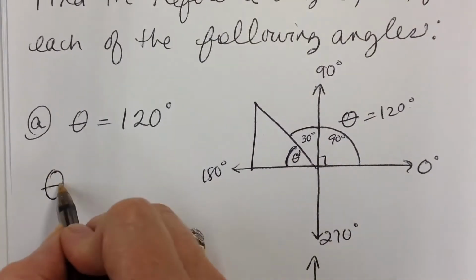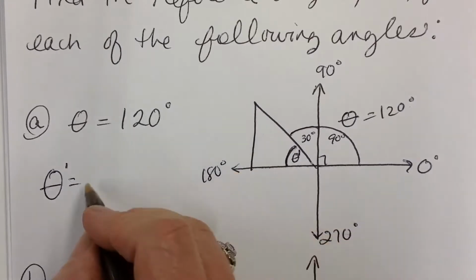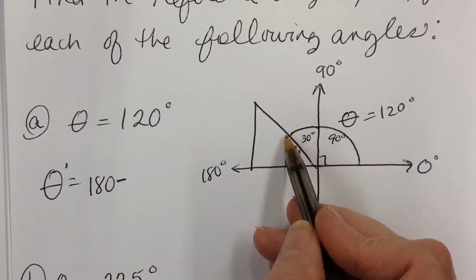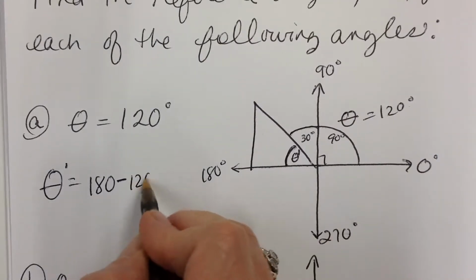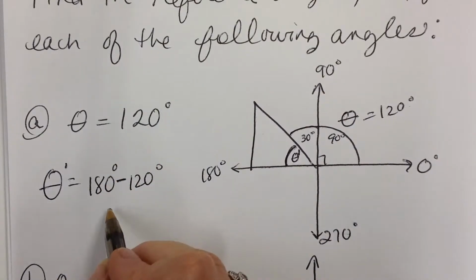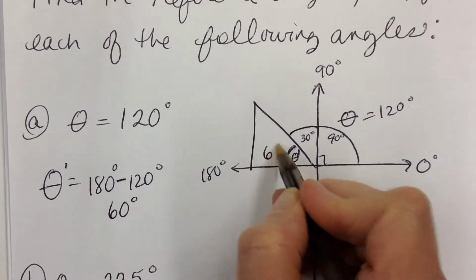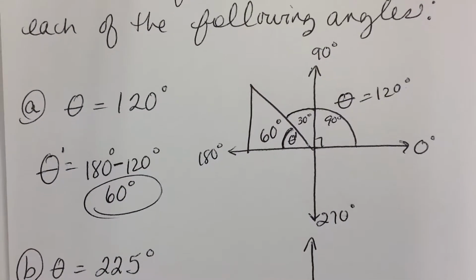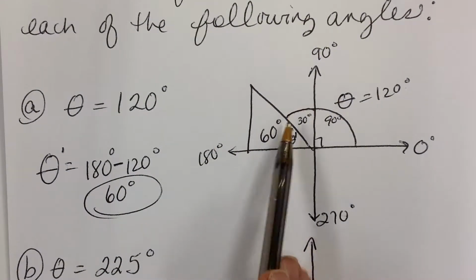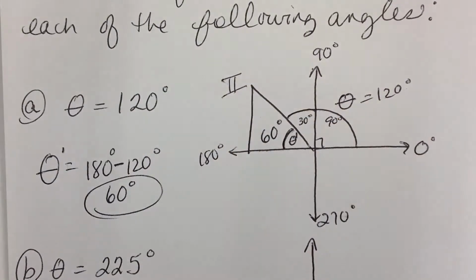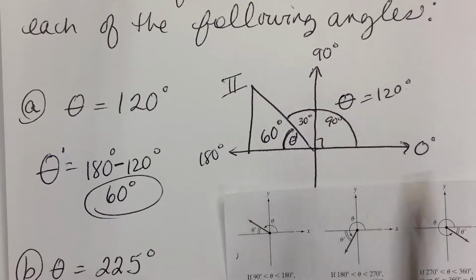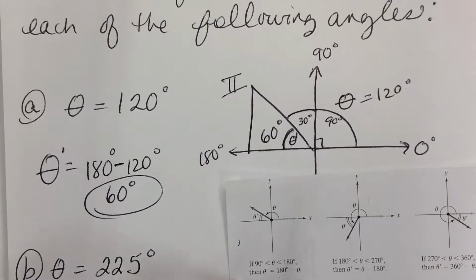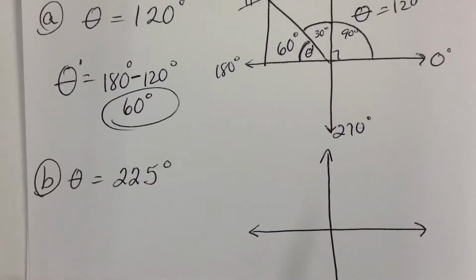So to find theta prime, you will take 180 minus theta. Well, what was theta? It was 120. So 180 degrees minus 120 says that my theta prime is 60. So my reference angle would be 60 for a 120 degree angle that is in quadrant 2. Our rule told us earlier, when you have an angle in the second quadrant, you say 180 minus theta.